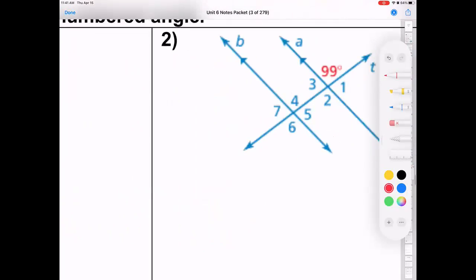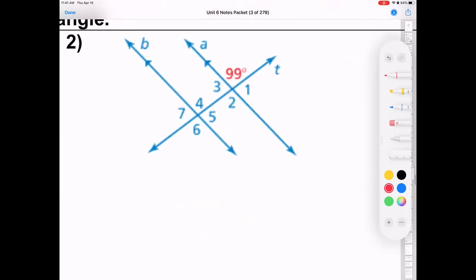Now, looking at number 2, here we have a 99-degree angle, and we're trying to figure out all these other ones. Well, we know that we have supplementary angles. So we can find angle 1 first. That should in total become 180 degrees. And so as we're solving, we have 99 degrees plus angle 1 is equal to 180. So just like our other one that we just saw a moment ago.